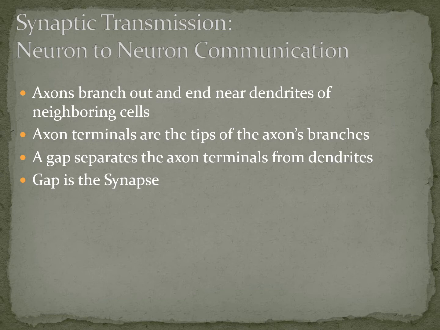If you remember the anatomy of a neuron, you have the branches, the dendrites receive the information, and the terminal branches and buttons send the neurotransmitter, the information, to the next neuron. So axon terminals are the tips of the axon branches. Those are the terminal buttons. There's a gap that separates the axon terminal from the dendrites. Even though it's extremely tiny, there's a little gap there. That's called the synapse or the synaptic gap, the little space in between the two neurons.